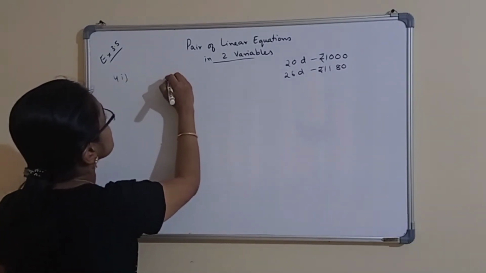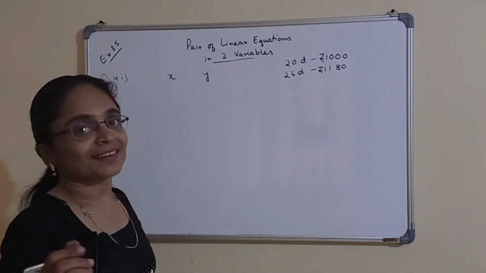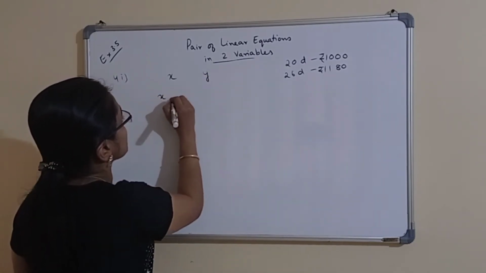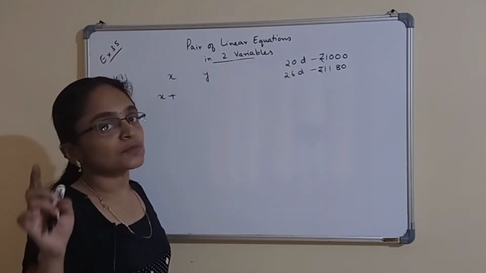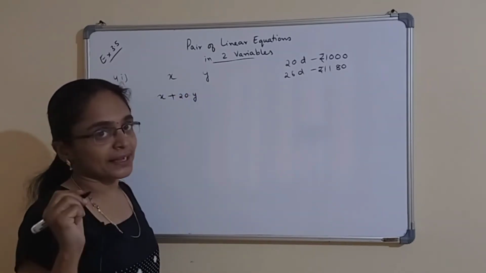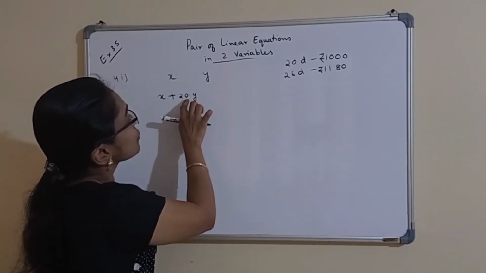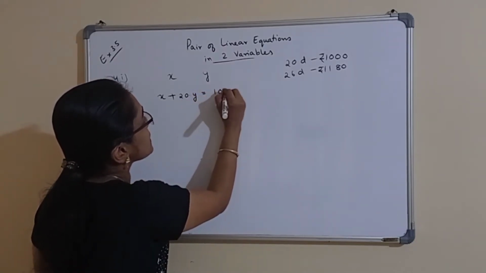So let the fixed charge be x and cost of food per day be y. Now fixed charge plus 20 days. A takes food for 20 days. So 20 into charge per day. That is equal to 1000.